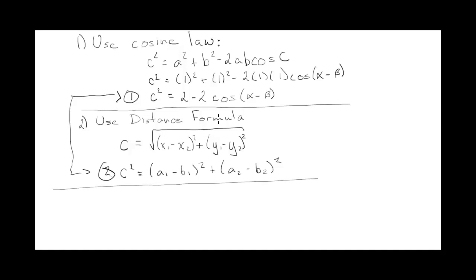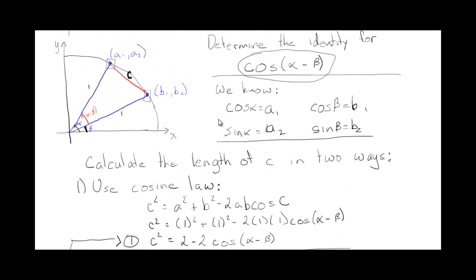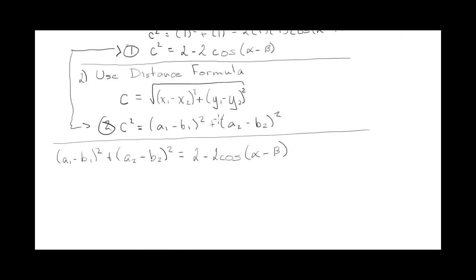So setting those 2 equations equal to each other, I'm going to have (a1 minus b1) squared plus (a2 minus b2) squared. So this should be equal to this. Now, remember what we're trying to do. We are trying to come up with a formula, or an identity, for cos alpha minus beta. Well, I have my cos alpha minus beta here, so essentially all I'm going to do is solve.